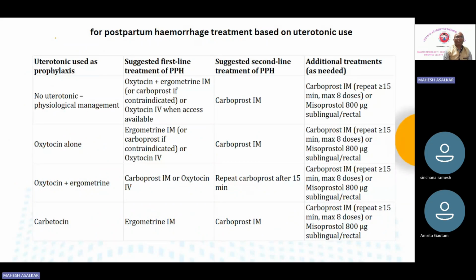So for postpartum hemorrhage, what are the uterotonics recommended? If it is a physiological management, that means there is no uterotonic given, then oxytocin plus ergometrin or carbetocin if not contraindicated, or IV oxytocin when access is available. So if there is a PPH and she has not received the active management or any oxytocin before, then you can give oxytocin plus ergometrin or carbetocin, or oxytocin IV when access is available. Okay. Second line will be carboprost.